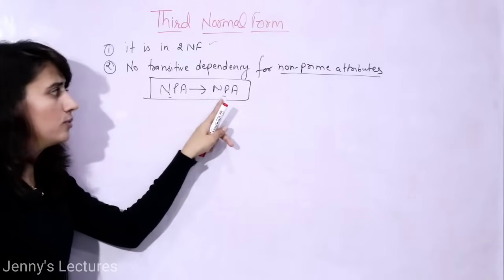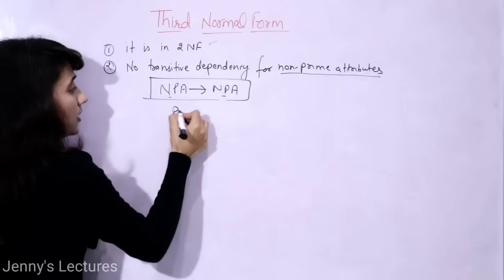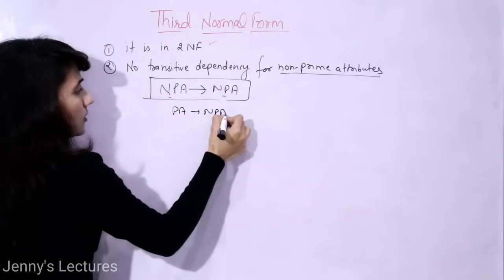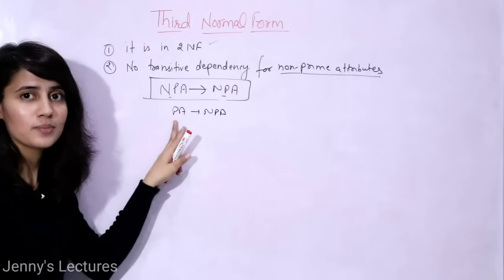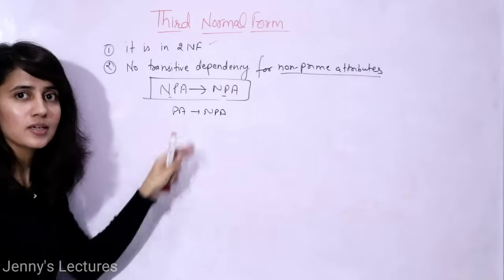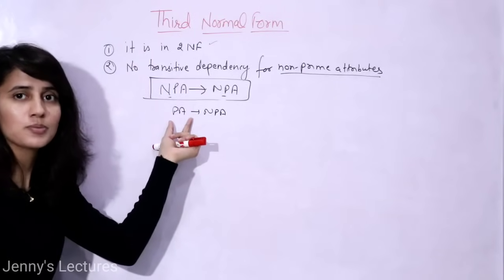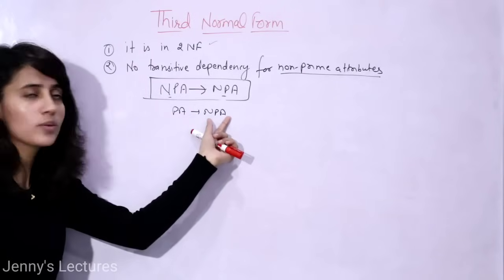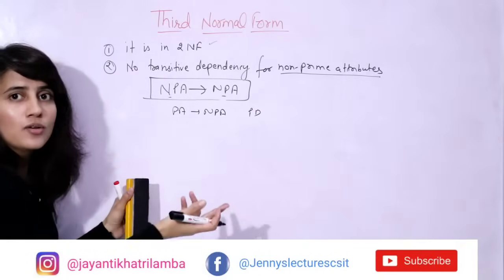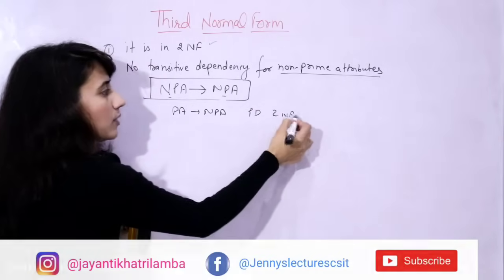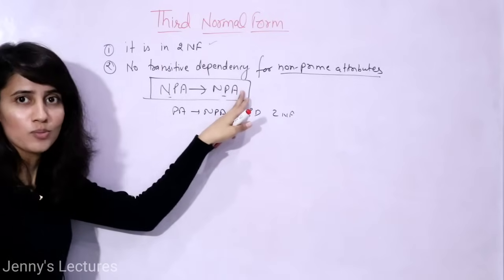If any one is a prime attribute, then there would be a problem. See, if this side is a prime attribute and this side we have a non-prime attribute, then this will create a problem for second normal form, because this is a partial dependency. If this side is a part of the candidate key, a subset of the candidate key, and this side we have a non-prime attribute, then this has a partial dependency. If this is the case, then that would not be in second normal form, right? So obviously if not second normal form, then that is not in third normal form.